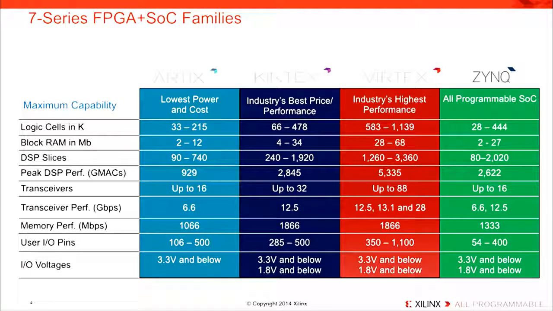Okay. And then Kintex, if you look at it, there are some IOs which are 3.3 volt, but many are 1.8 volt. Okay. So that's how the speed improvement takes place in Kintex. So Kintex is what we consider balanced. You don't pay too much, but it gives you enough processing power.